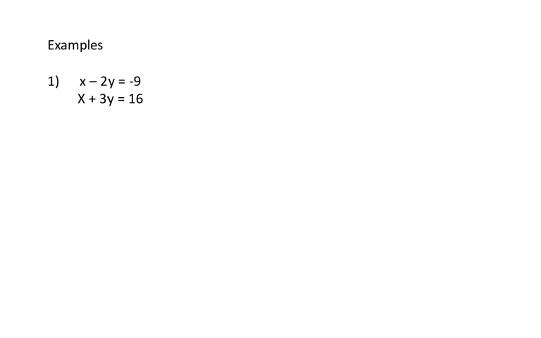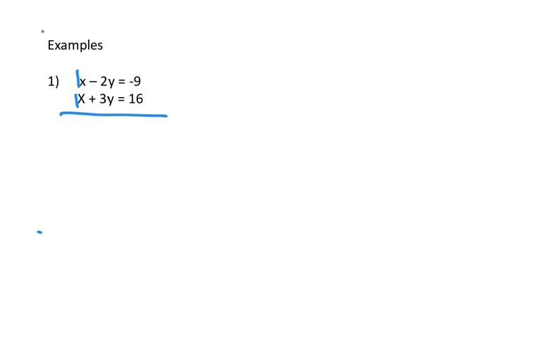So let's look at example 1. Our system is x minus 2y equals negative 9 and x plus 3y equals 16. What we want is to be able to add straight up and down and have one of the variables cancel. Right now these are both 1's in front of this x and that x. If we add 1x plus 1x, that doesn't cancel, that gives us 2. If we add the y's, negative 2 plus 3, that gives us 1. That doesn't cancel either. So we need to multiply one of these equations so we can add and get rid of one of the variables.